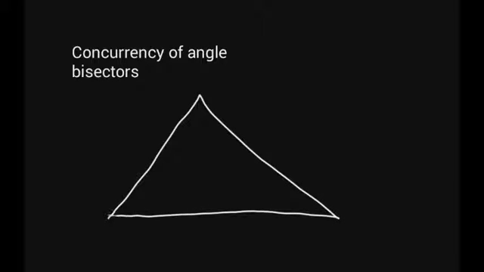Alright, so now let's talk about concurrency of angle bisectors. So again, we start with a triangle. And what the concurrency of angle bisectors is, is you bisect each angle. And that point where all three of those bisectors meet is the point of concurrency. So since these are bisected, each of the angles are going to be the same as the other angle that was bisected. And that point that's created by that concurrency is called the incenter.